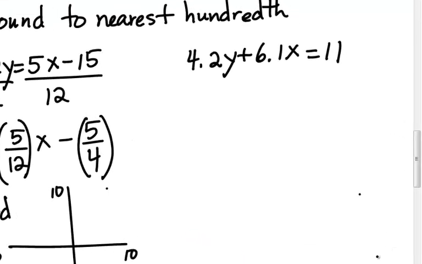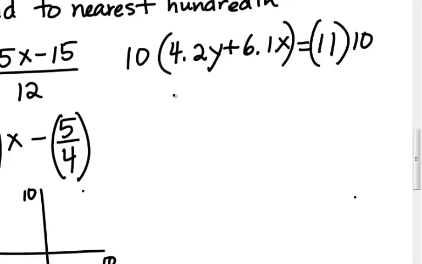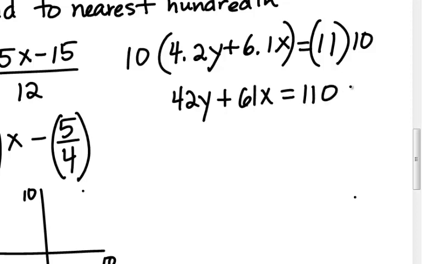Okay, so now we're going to go to the next one. First, if it bothers you to have the decimals in there, what could you multiply by? 10, right? Because we've got one decimal place. So we could multiply this whole thing by 10 if we want to avoid them. Okay, so this would just be 42y plus 61x equals 110, right?